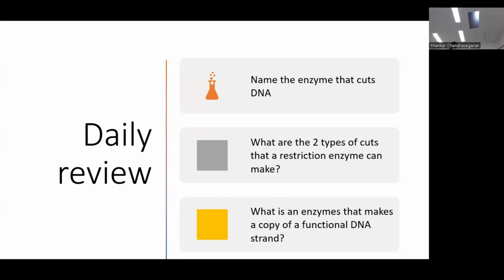Okay. Next question: what is an enzyme that makes a functional DNA strand? You've already learned about this enzyme. It makes functional RNA, but this one I'm asking which one makes a copy of a functional DNA. All right, can I get Yasmin? Oh, I already asked you. Janita. Think about what makes a functional mRNA copy. So what would make a functional DNA copy?